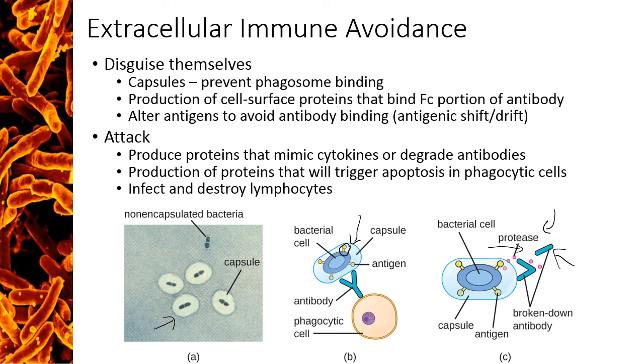They can also do things like trigger apoptosis of phagocytic cells, so they kill the phagocytic cells before the phagocytic cells can kill them, or they can infect and destroy the lymphocytes to prevent an adaptive immune response.